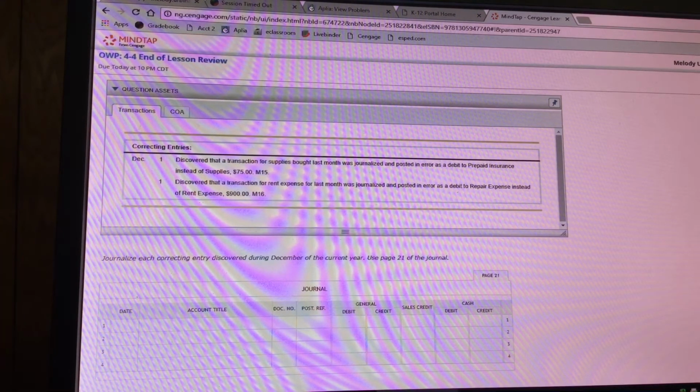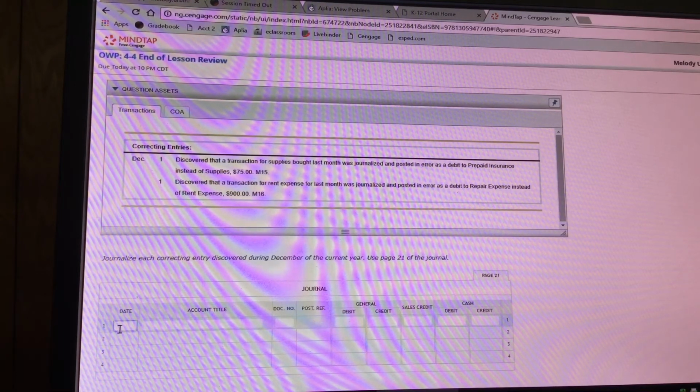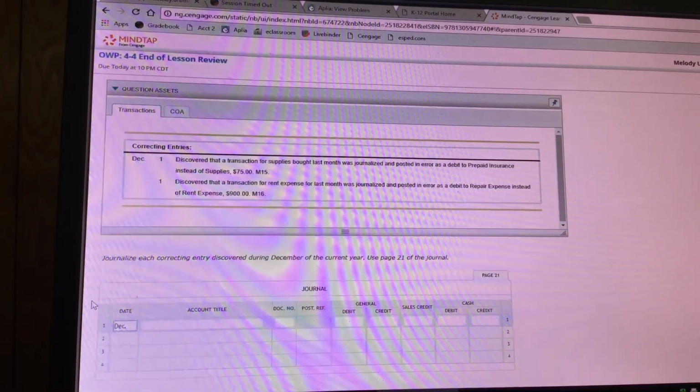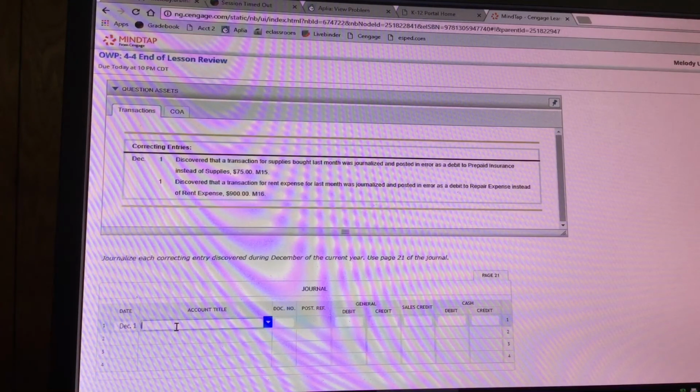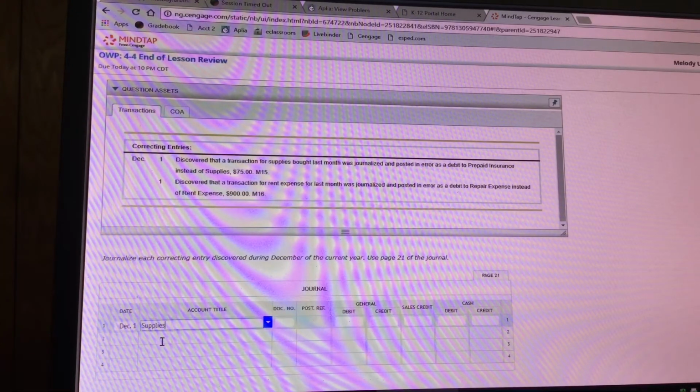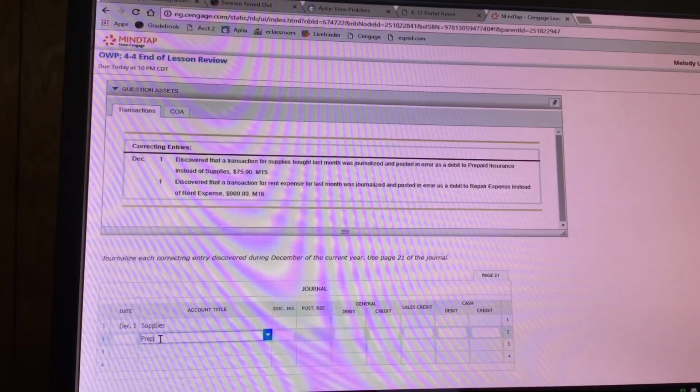So the 2 accounts that have been impacted are prepaid insurance and supplies. Prepaid insurance is over by $75, and supplies is under by $75. So the first thing that we need to do is put the correct date. Our date is December, so when we're doing our first date in a journal, we put the date with the month. Make sure that you use the correct punctuation, and it's the 1st. So supplies needs to have the original debit, so I'm going to put supplies first. And prepaid should have a credit to lower it.